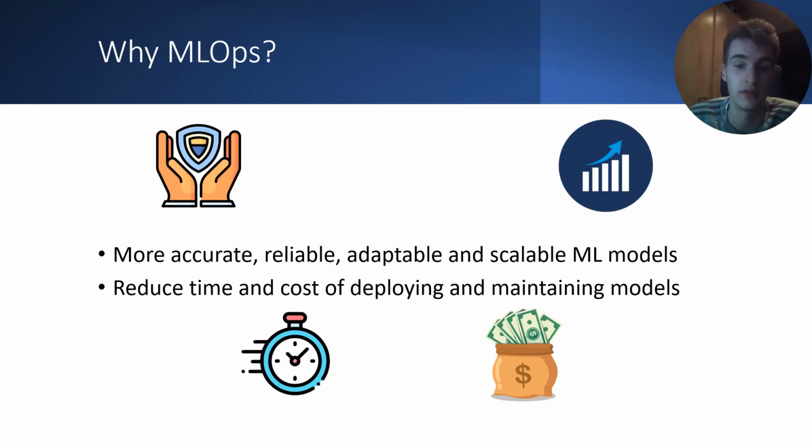So why would someone invest time and money into MLOps? This is because MLOps guarantees more accurate, reliable, adaptable, and scalable machine learning models. This is because there is almost no human input, so there's, for example, less chance for human error. And also it reduces time and cost of deploying and maintaining the models massively, because now when you have a new model, you don't have to train it yourself, you don't have to clean it yourself, but this can all be done by the MLOps pipeline. So this reduces time and cost massively.